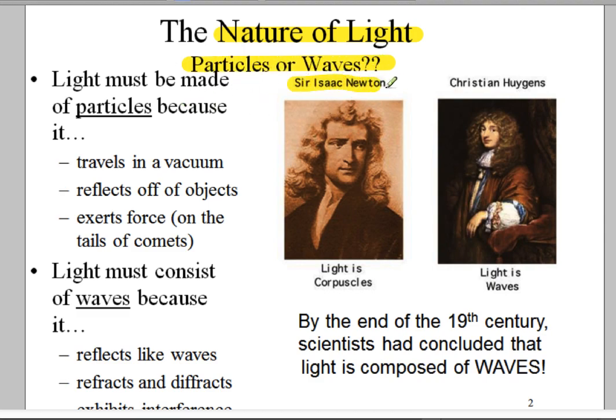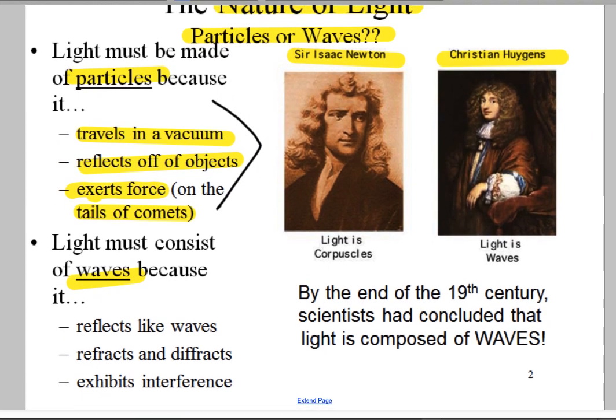There were arguments between Newton and this dude here, Huygens, basically just trying to figure out whether light was a particle or whether light was a wave. Evidence for light being a particle was the fact that it traveled in a vacuum, it reflected off objects, and it could exert force, especially like in the tail of comets. So that's an example of why light was thought to be a particle.